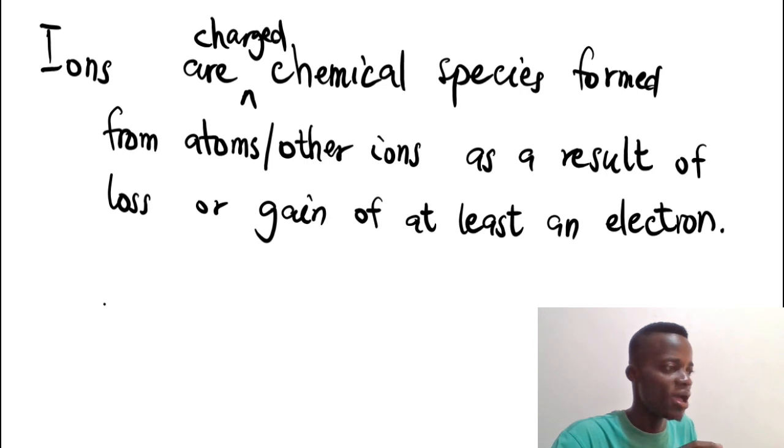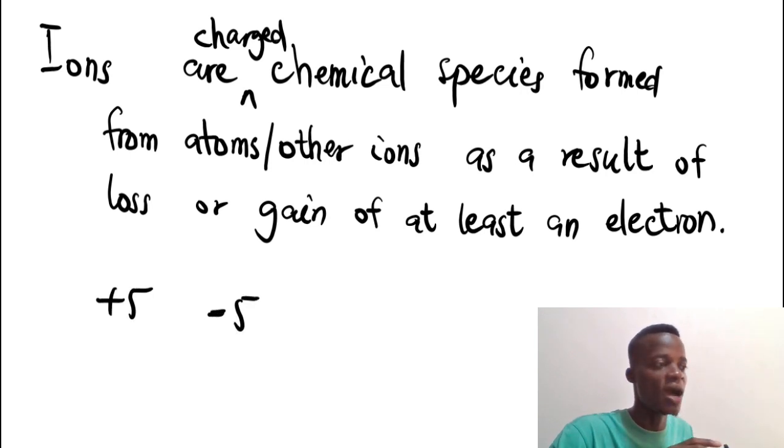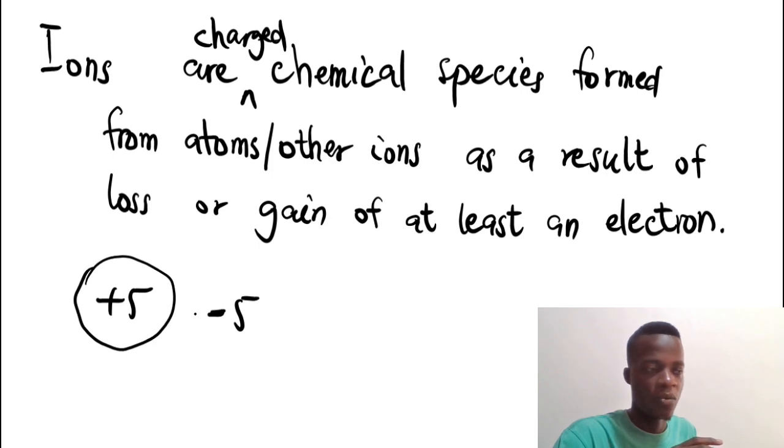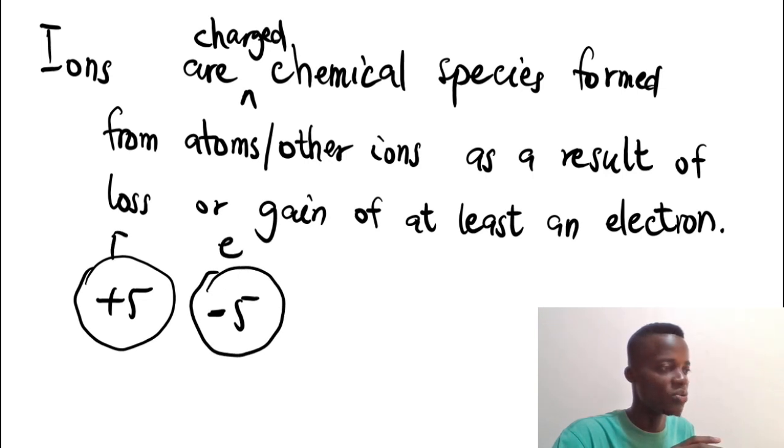So assuming we're having plus 5 protons and minus 5 electrons, this is a neutral atom. But if you remove one electron, we don't touch the protons, they don't go. I'll explain that in a bit. The protons don't go, right? It is the electrons that change. These are the electrons, these are the protons.